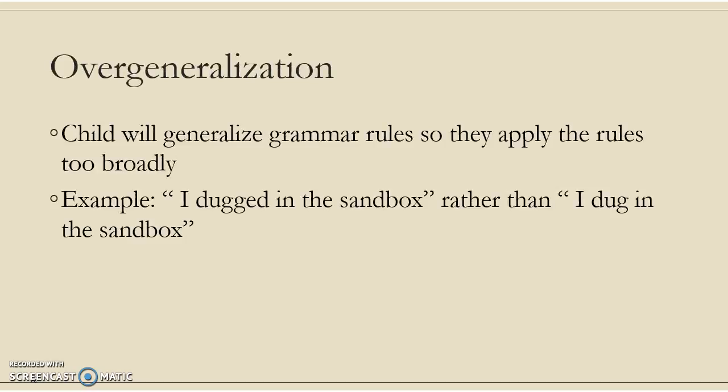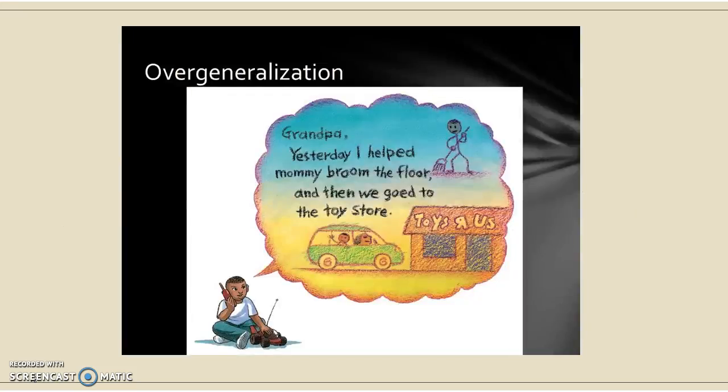Now, overgeneralization is a trap that some kids fall into. It's when they generalize grammar rules so that they apply way too broadly. So it's when kids really start to understand and hear grammar rules, but they're using them incorrectly. For example, I digged in the sandbox rather than I dug in the sandbox.